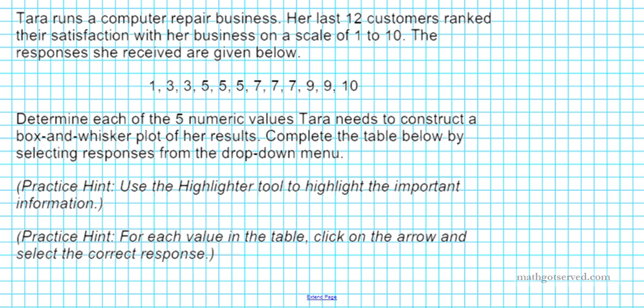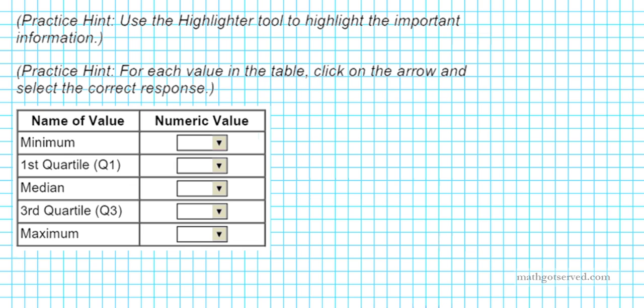Complete the table below by selecting responses from the drop-down menu. When you're doing this problem, or problems like this on the test, it's going to be a response question where you have to click on the drop-down arrow to determine the correct value for your results. So I'm just going to go ahead and solve it, and I'll write in my results in the spaces provided.